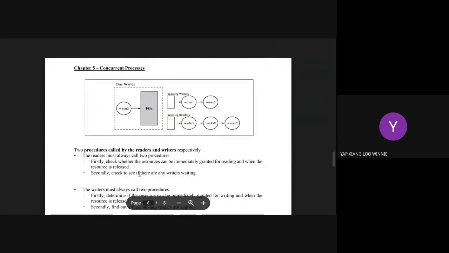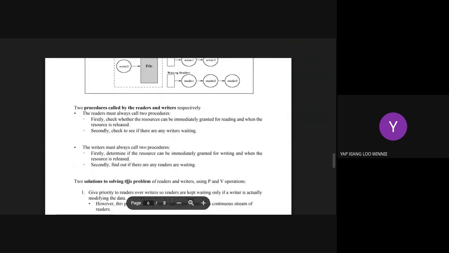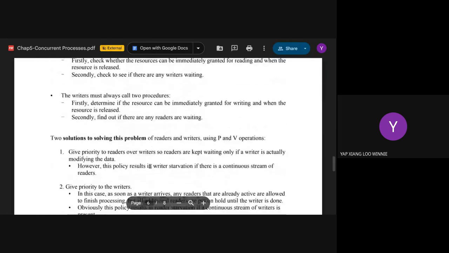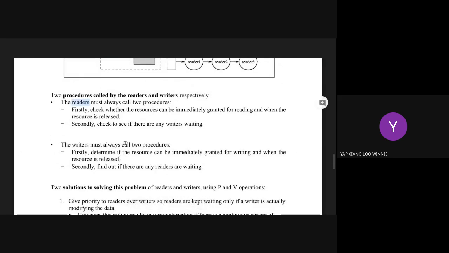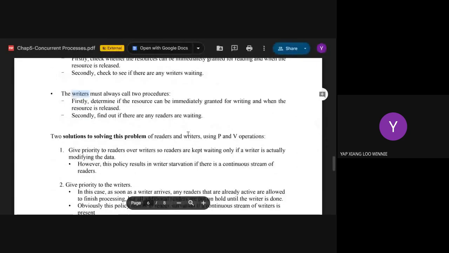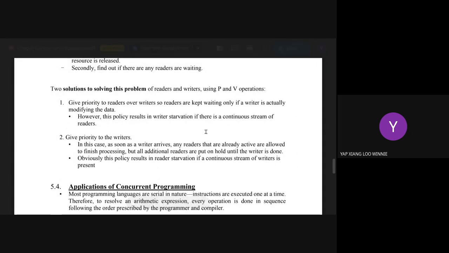Okay, so in order to handle this cooperation, we have procedures to be called by readers and writers. If readers want to read, first of all, they have to check whether the resource is readable and available, and also check if there are any writers waiting. If the writers are going to write, they have to check if the resource is able to be written, and also check if there are any readers waiting.